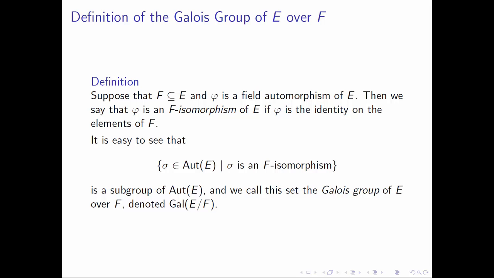Now it's easy to see that the set of all automorphisms of E that fix F gives you a subgroup of the automorphism group of E, and it's this subgroup that we call the Galois group of E over F, and we denote that by Gal(E/F).